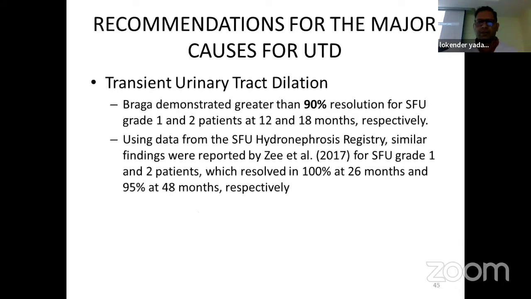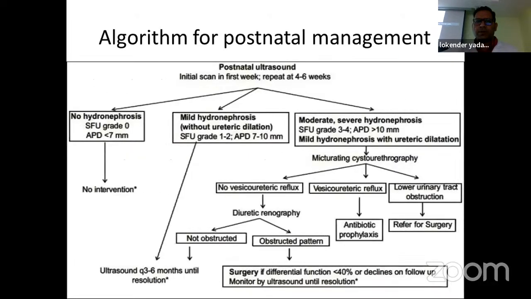8 weeks. Recommendation for the major causes of UTD: transient urinary tract dilatation, which is seen in about 40 to 70% of the patients. It has more than up to 90% resolution for SFU grade 1 or 2 in patients at 12 and 18 months. Here is the algorithm for the postnatal management.